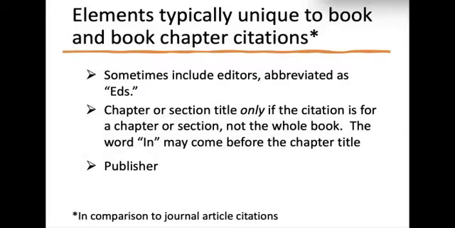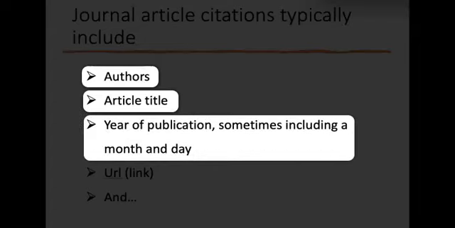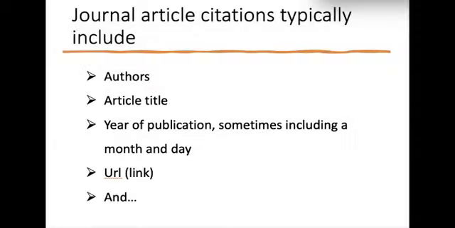citations. Citations to journal articles typically include the elements listed on the 7th slide: author, article title, year of publication, sometimes including a month and a day, and they usually include a URL or a link. Elements typically unique to journal articles in comparison to books are on the 8th slide.